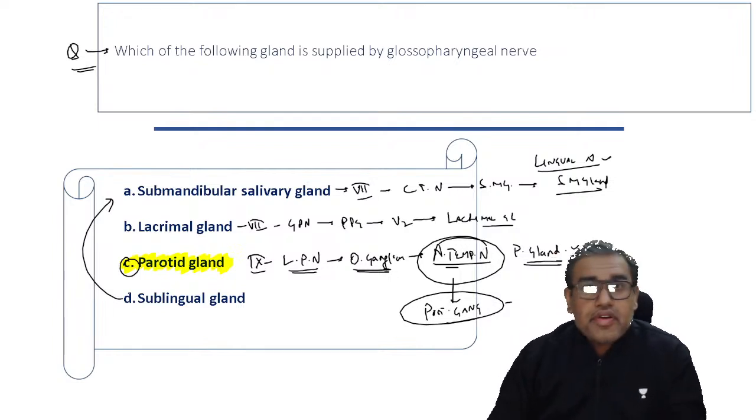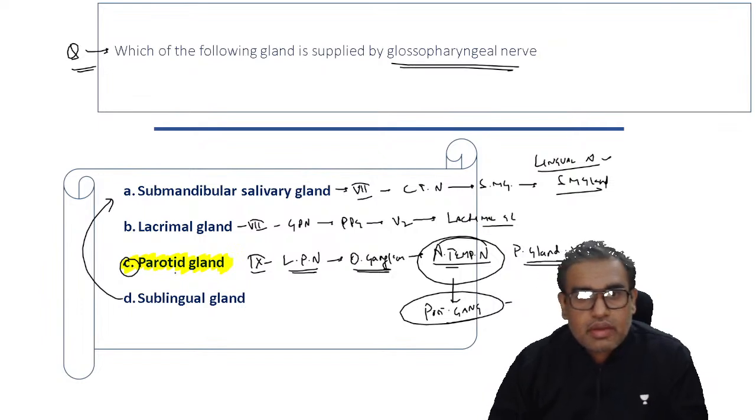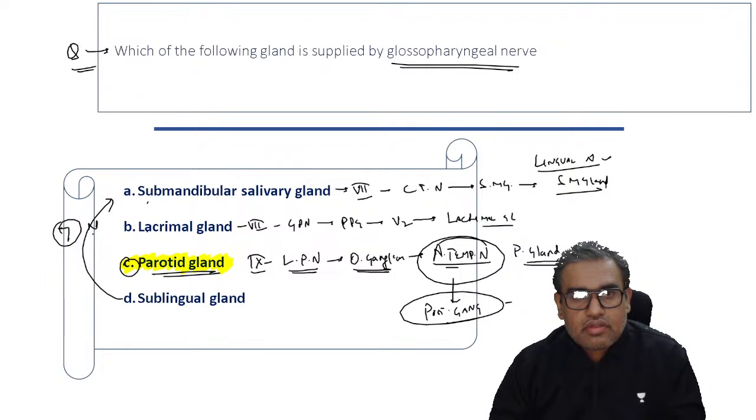So remember, the glossopharyngeal nerve is supplying the parotid gland. The other three are supplied by the seventh nerve.